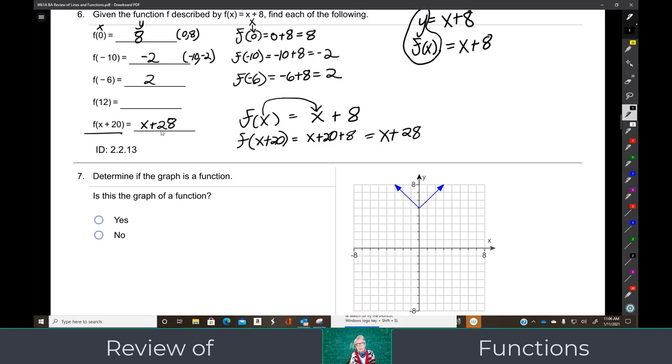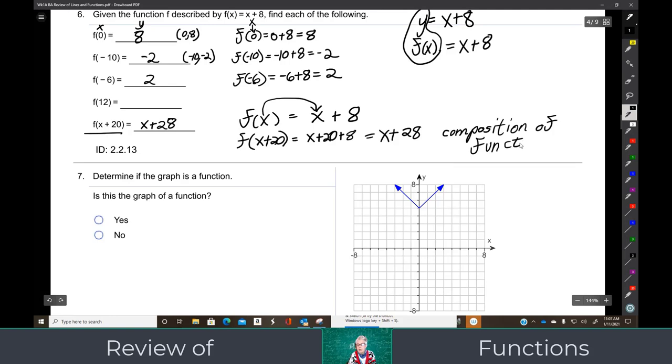When you have a problem like this, we're not talking about points. You're going to find out later that this is called composition of functions. And you have just composed a function. Well, you have composed, but it's called composition of functions.